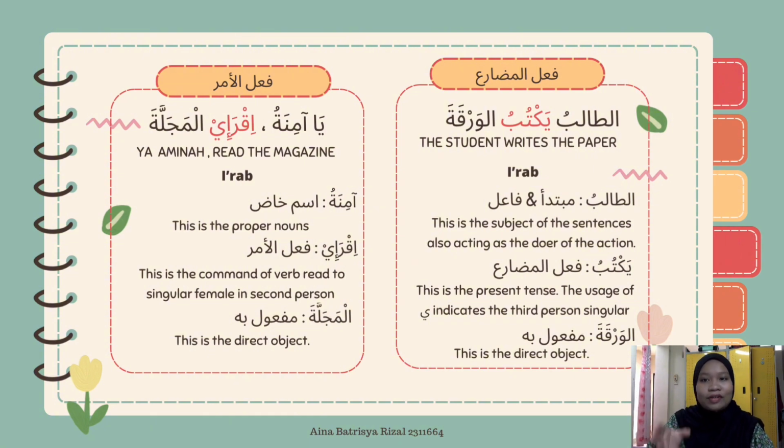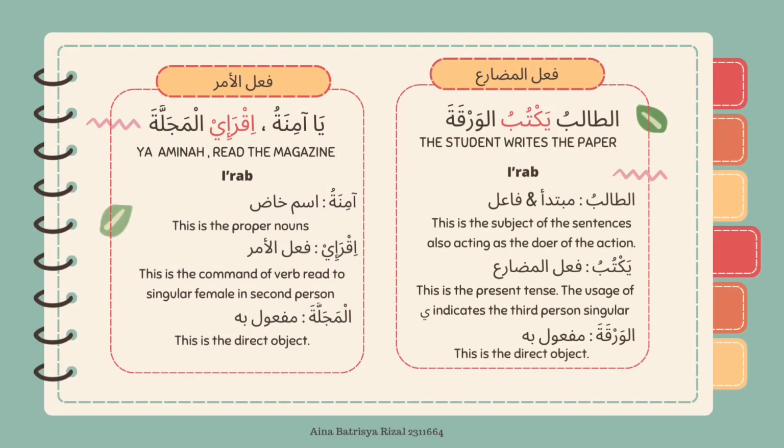At-talibu is a mubtada and a fa'il. Al-mubtada is the subject of the sentence, and fa'il is the doer of the action. This indicates that at-talibu, the student, is the one who writes the paper. Next, yaktubu, which is a fi'al mudari. What is fi'al mudari again? Fi'al mudari is a present-future tense. The usage of ya indicates the third person singular, which means yaktubu, ya refers to at-talibu, which is a huwa. So huwa is a third person singular, hence the usage of ya indicates the third person singular. And lastly, al-warqah, maf'ulu bihi, which is the direct object.